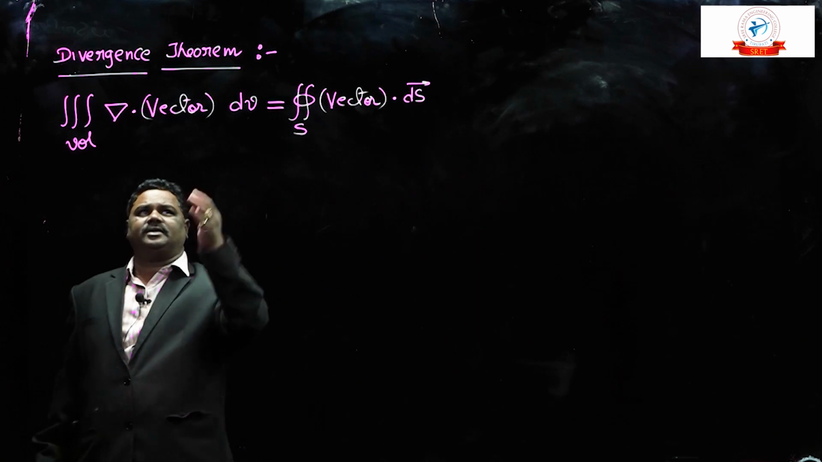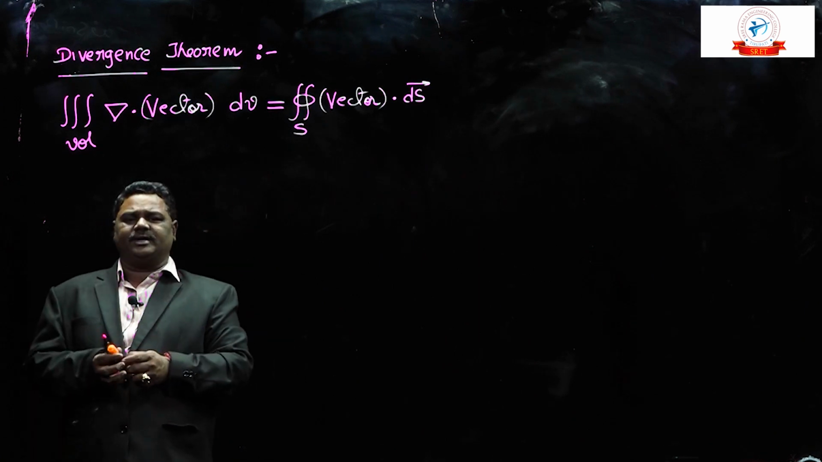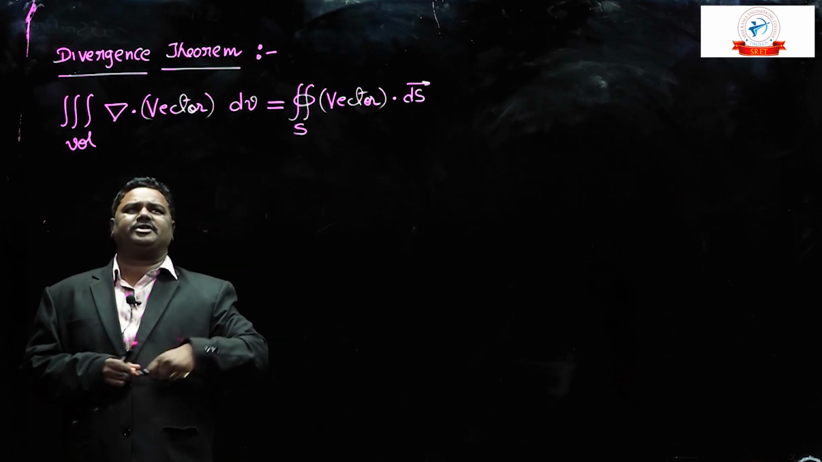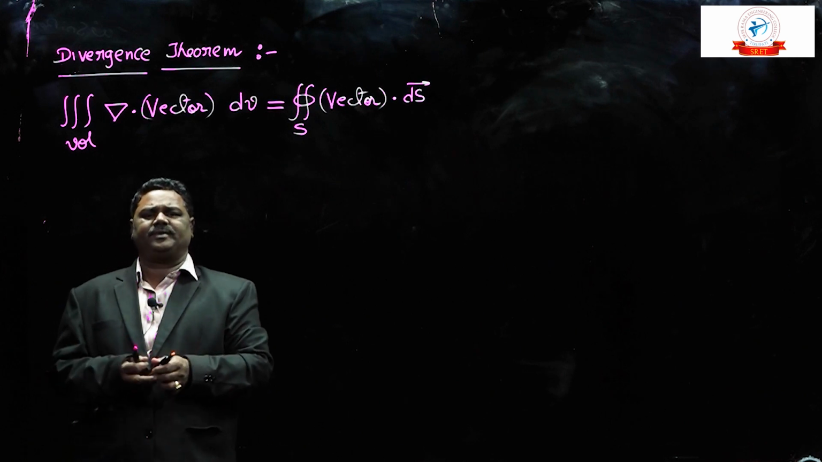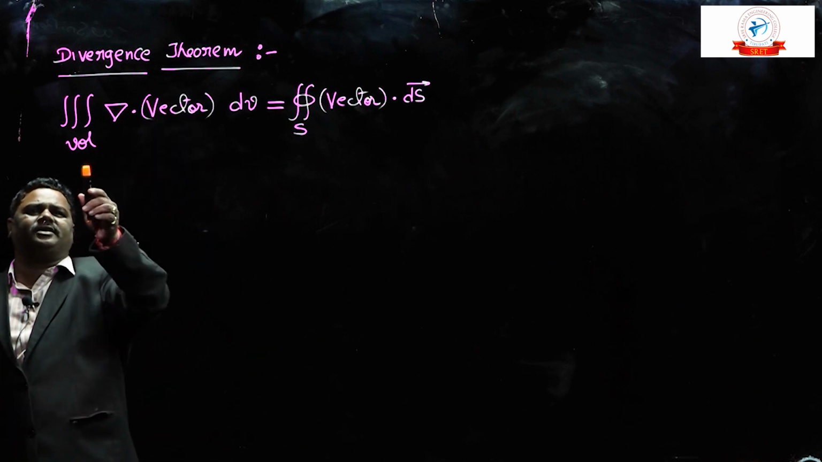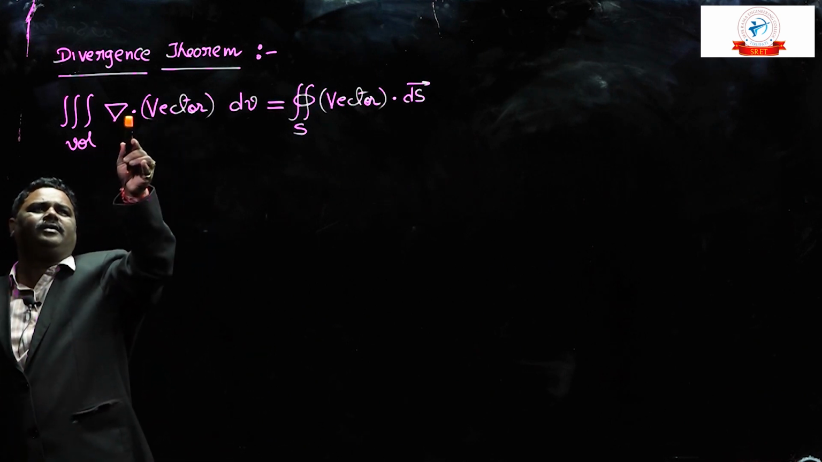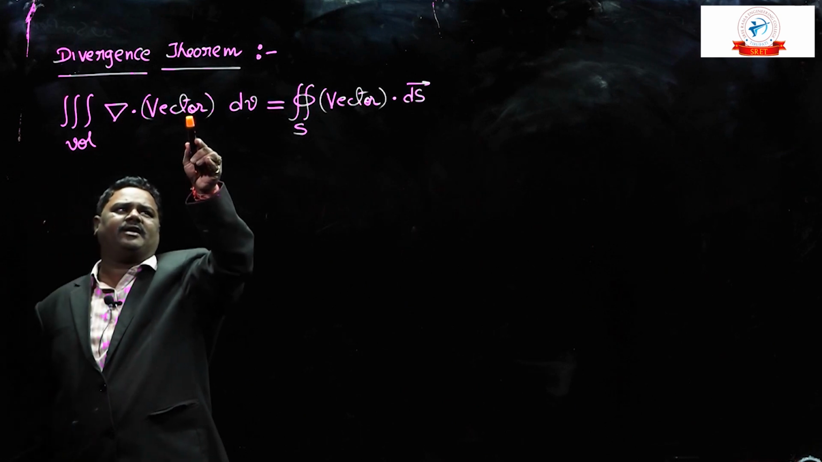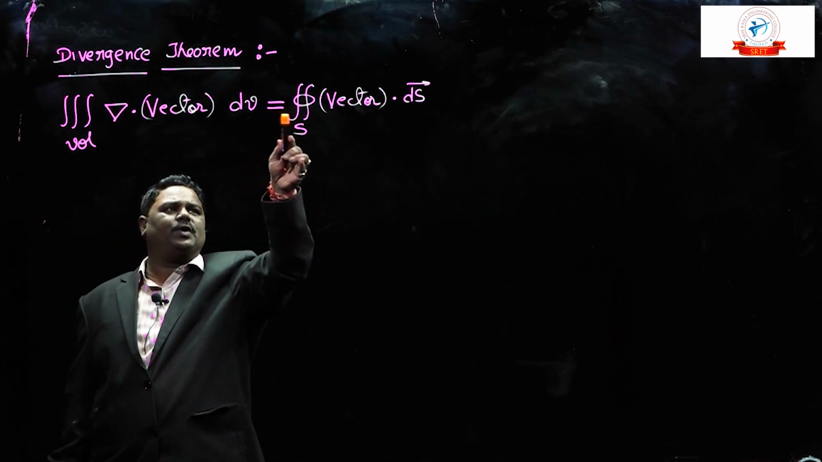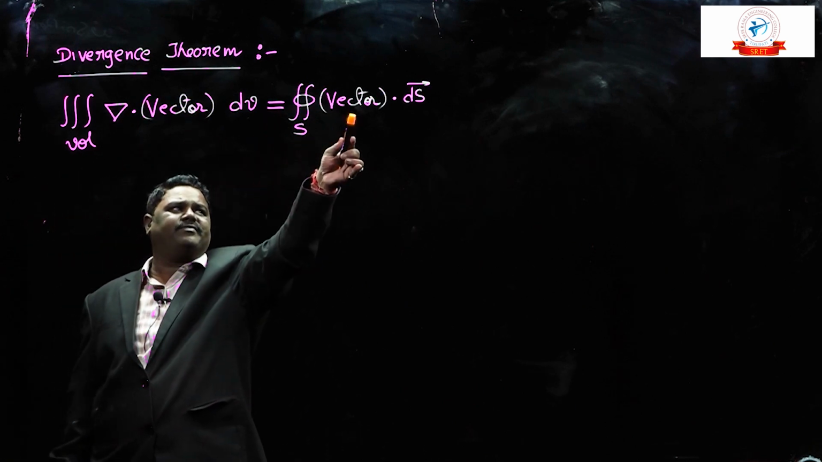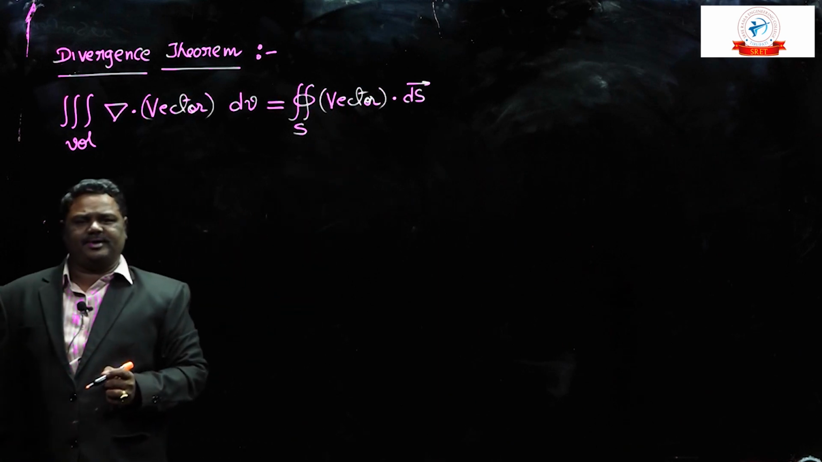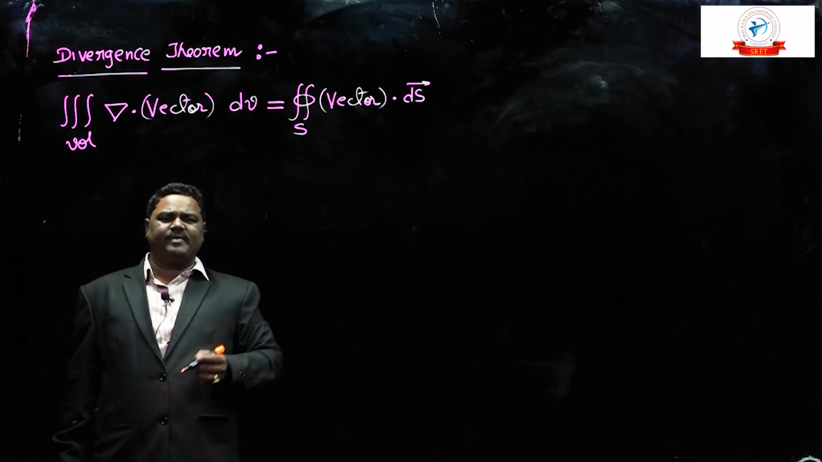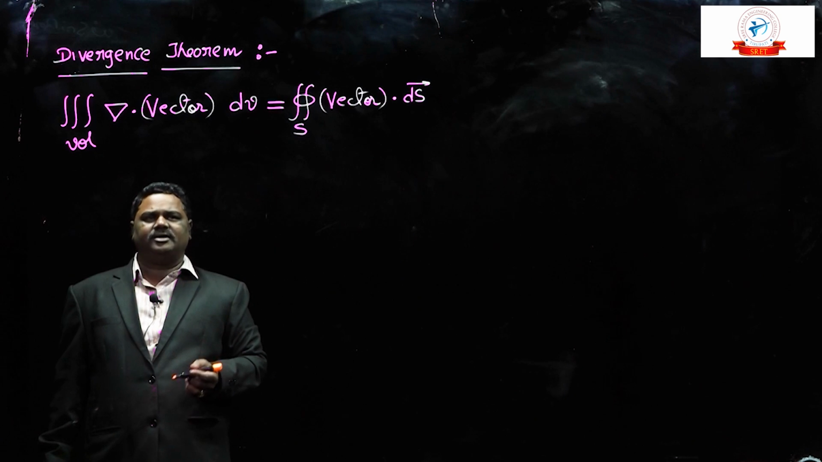So let us start with the divergence theorem now. Here, this equation represents the divergence theorem. The left side is the volume integral of the divergence of any vector, which is equal to the closed surface integral of the same vector dot ds bar. Now let me explain the meaning of this equation and the statement of this divergence theorem.